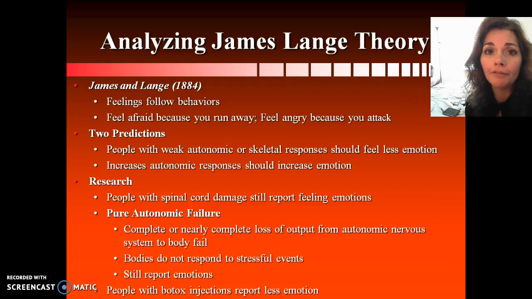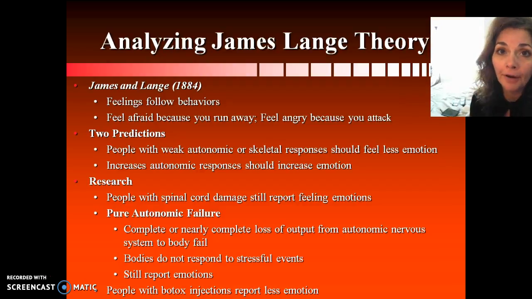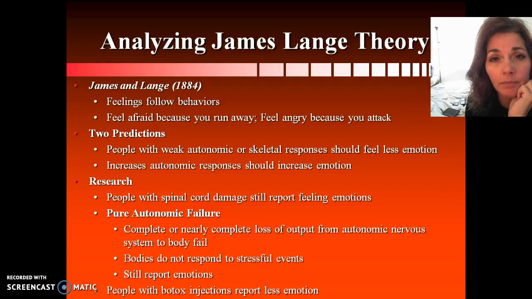So with James-Lange, the feeling or that emotion follows the behavior itself or that physical response. So you feel afraid because you run away, or you feel angry because you attack, not necessarily the other way, which is kind of common sense, where we feel like, well, I'm afraid, so then I run. No, he says, you run and then you feel the fear. So essentially you can conceptualize the emotion after the behavior occurs. If his theory is correct, then there's a couple of predictions that we could make in order to research and study the accuracy of his theory.